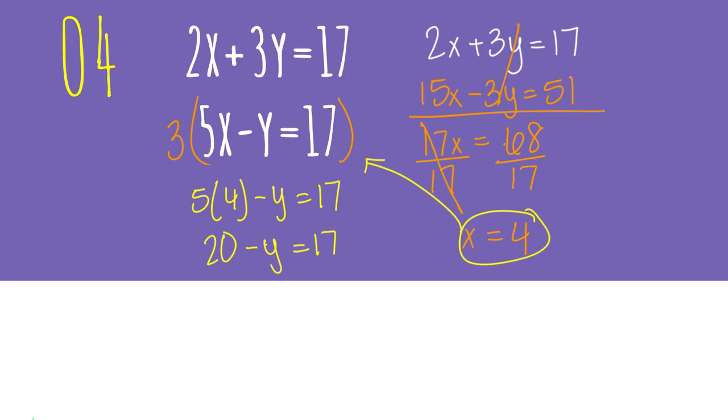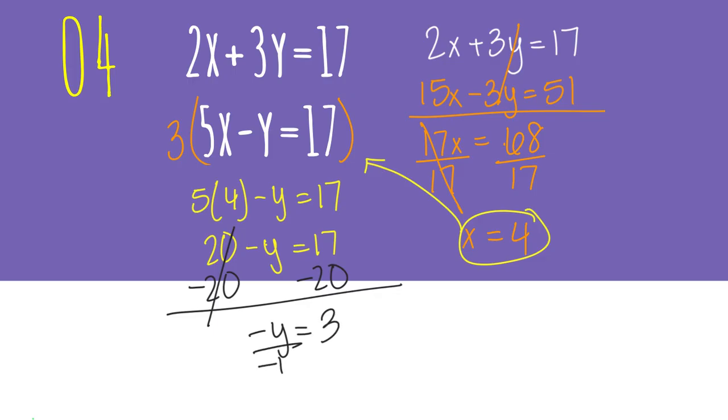And then looking at it, let me change this color, change it to black, subtract 20 from both sides. And I'm going to get negative y equals 3, divide by -1, and y is going to equal -3. So now I have my answer. Writing it down, keep in mind, in parentheses, x first. 4, -3 would be my answer.